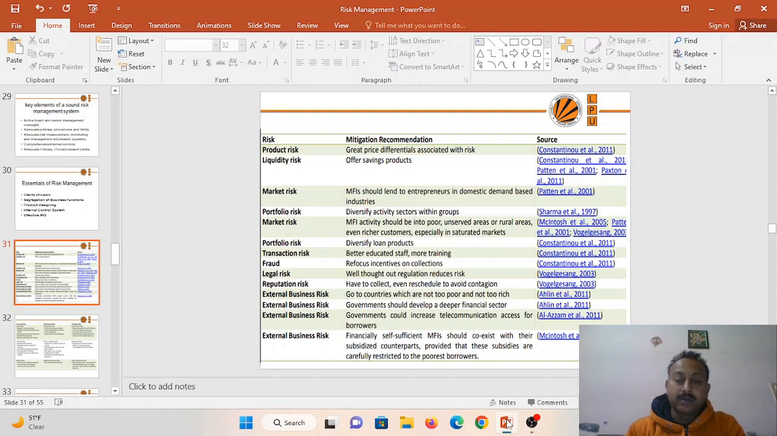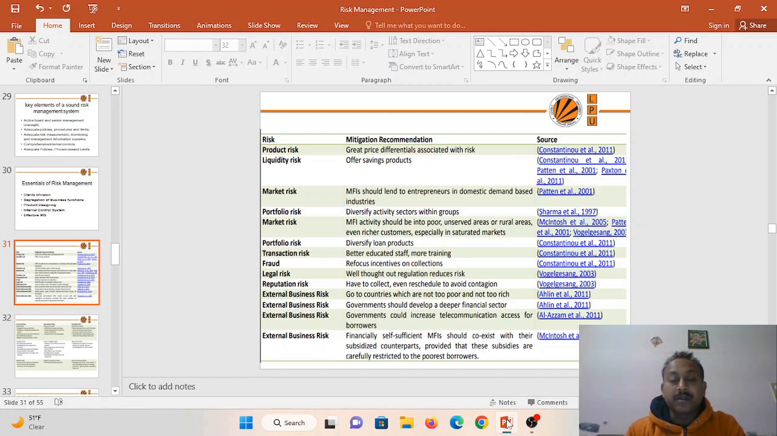Similarly, liquidity risk, you go for saving products. For market risk, you should try to focus on local entrepreneurs only. If you are working on a very wide market area, you may have a very high element of market risk. So you may concentrate, and market risk will be less. But when you go into portfolio risk, it is totally opposite. Portfolio means you cannot concentrate, you have to go for diversification. Everywhere you should have your exposure. So you see, you have to balance between these.